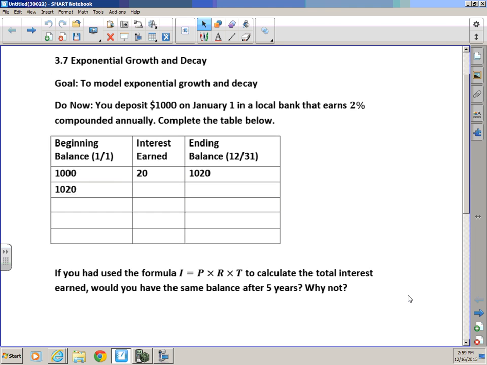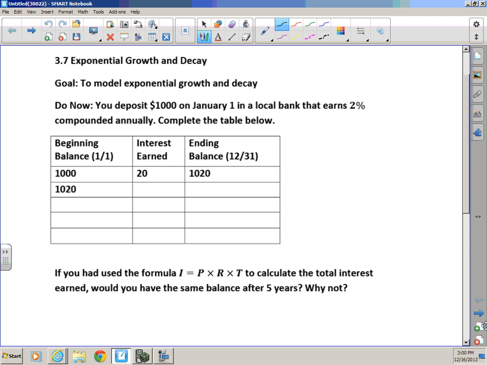Okay, the purpose of today's lesson is to expand upon what we learned with exponential functions to actual real life problems. Okay, so let's take a look at this do now. I have $1,000 that I'm going to invest in the bank on January 1, and it's going to earn 2% compounded annually. So I want you to complete this table.